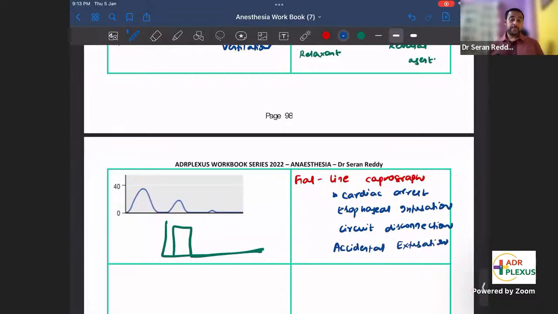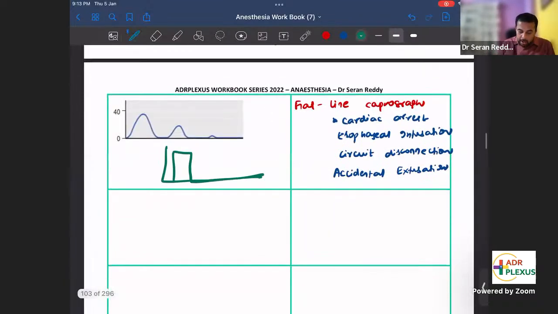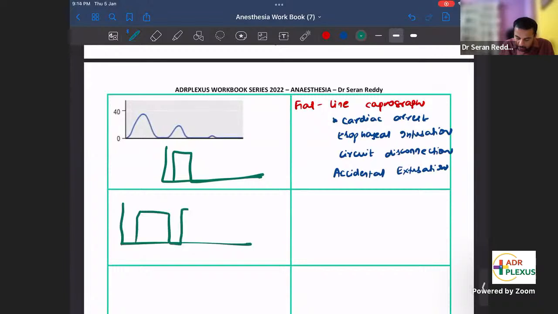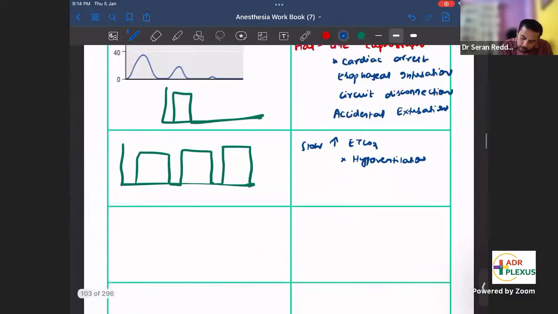Accidental extubation. Then see this waveform where you see a slow increase in EtCO2. If you see a waveform like this, the slow increase in EtCO2 is characteristic of hypoventilation. Exactly opposite to this, a slow decrease.